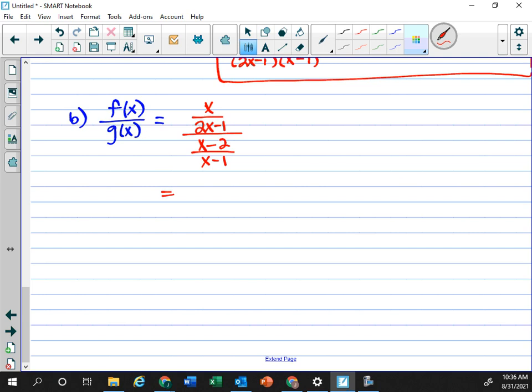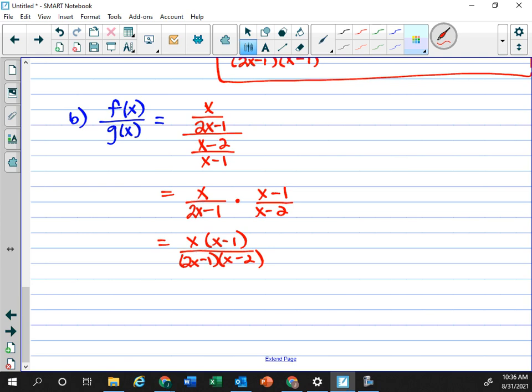Okay, we know when we're dividing fractions, x over 2x minus 1 times x minus 1 over x minus 2. Multiply by the reciprocal. If you want to multiply this out, you certainly can. If you just want to say x times x minus 1 over 2x minus 1 times x minus 2, I'm good with that. Questions like this, MathSpace will tell you if it wants it in factored form or not. So just read the directions as far as that goes.